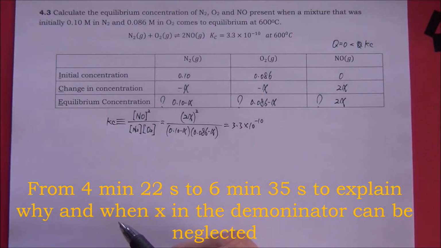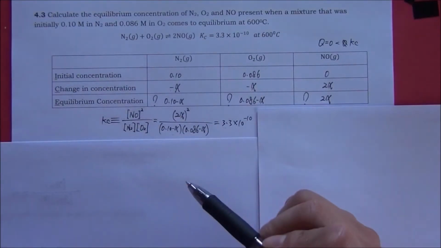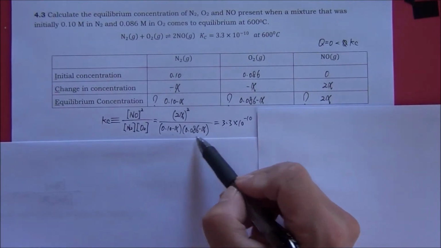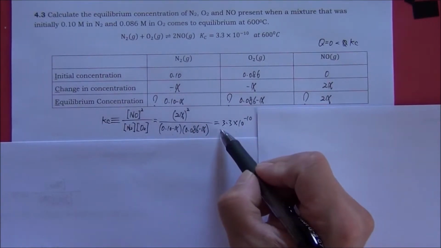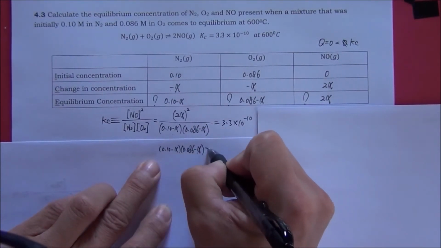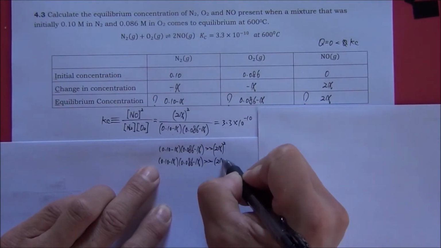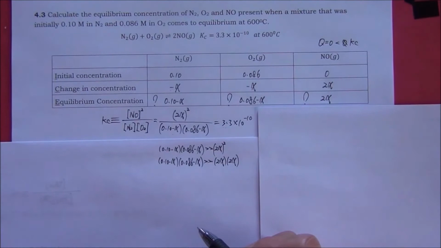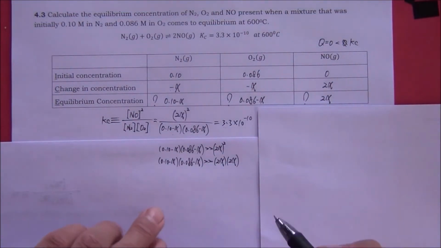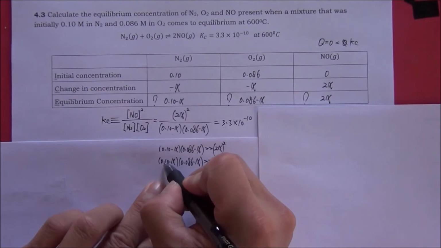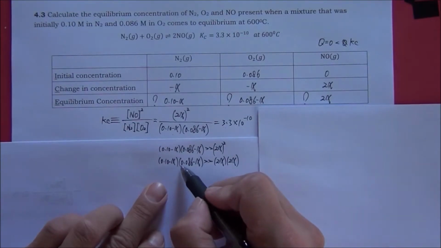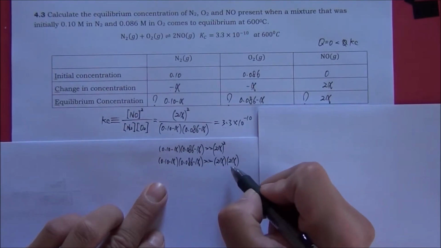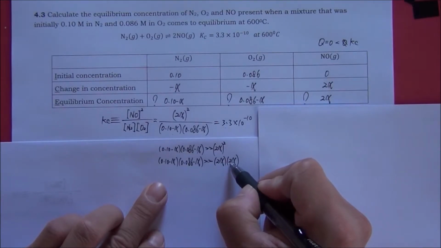Now I'm going to use this as an example to show you how to solve this problem mathematically. From this equation, we can see that the denominator must be much, much larger than the numerator because this ratio is a very, very small number. From this equation, not very rigorously speaking, we can see that 0.10 minus x must be much, much larger than 2x, and 0.086 minus x must also be much, much larger than 2x.